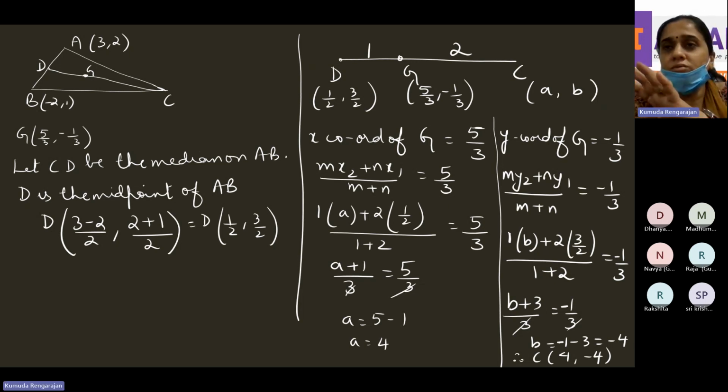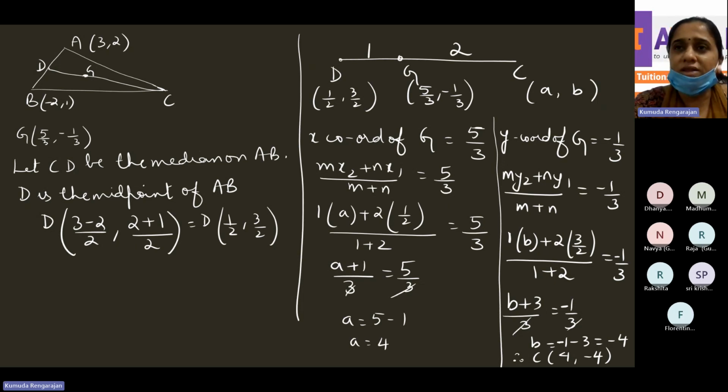Okay, so first we need to represent the information given diagrammatically. So that's easier to understand. Then when you look at this, it'll be convenient to take this median CD because you know the coordinates of A and B. Since you know the coordinates of A and B, it's easy to find the coordinates of the midpoint of AB.